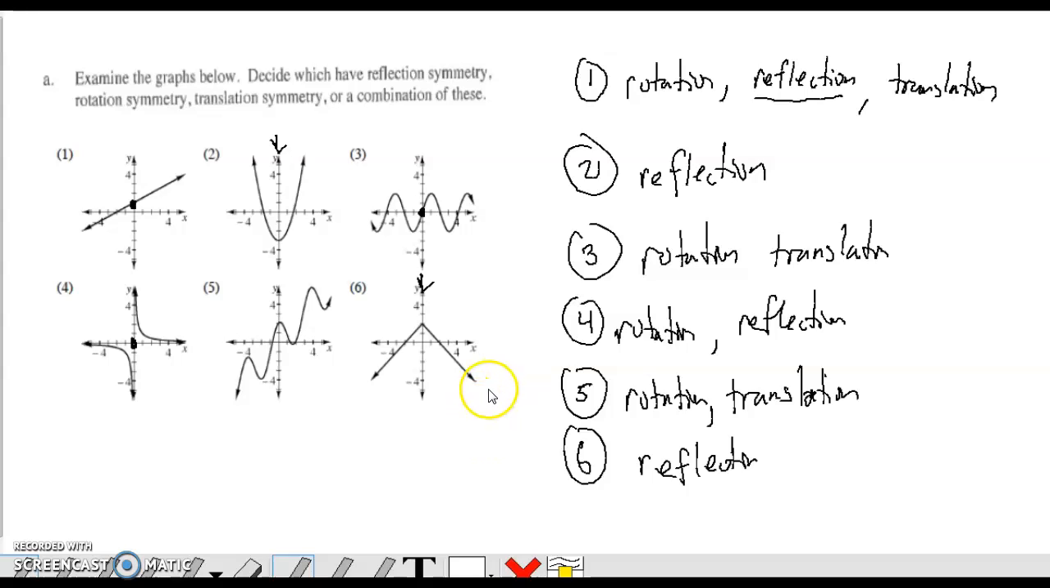So again, it's important to be able to recognize these types of symmetries when we're dealing with graphs, and be able to recognize, does it have a reflection, rotation, or translation symmetry.